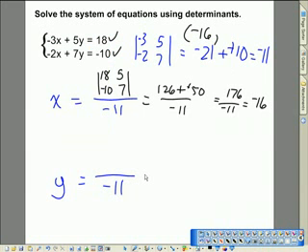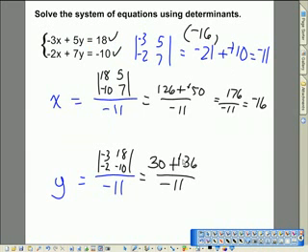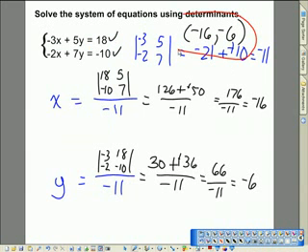Now I need to find my y. So I can put my x coefficients in, negative 3 and negative 2. And then instead of the y's right here, I'll put the two constants, 18 and negative 10. Cross multiply, I get positive 30, minus a negative 36 over negative 11. So that becomes plus, that's 66 over negative 11, which is negative 6. All right, so negative 16, negative 6. There's my ordered pair. That's the solution to my simultaneous system.